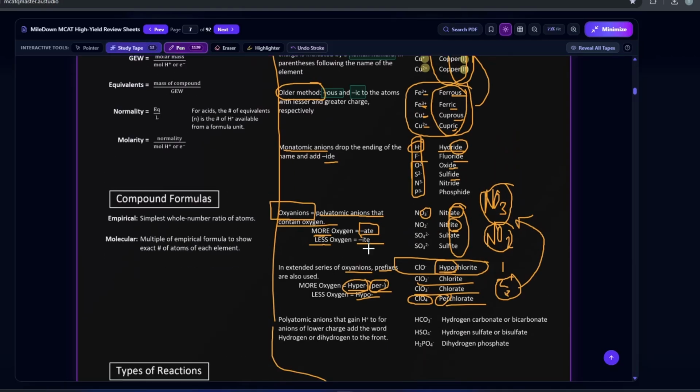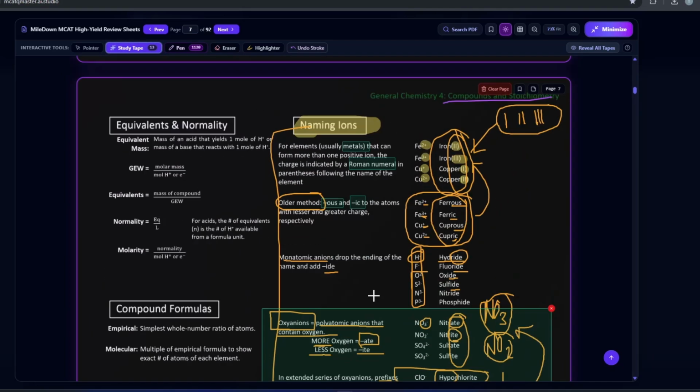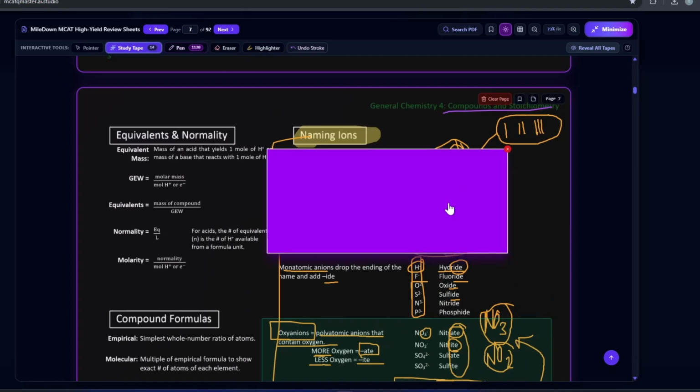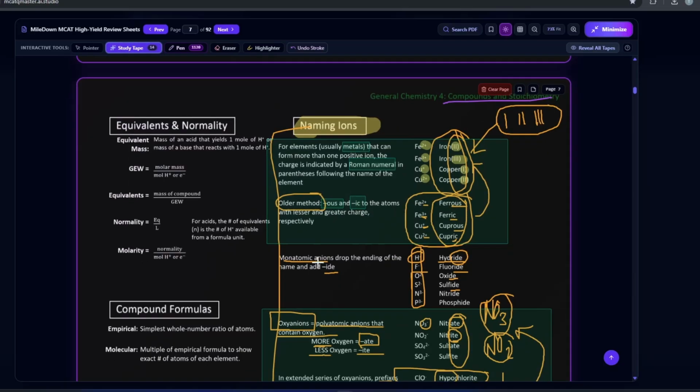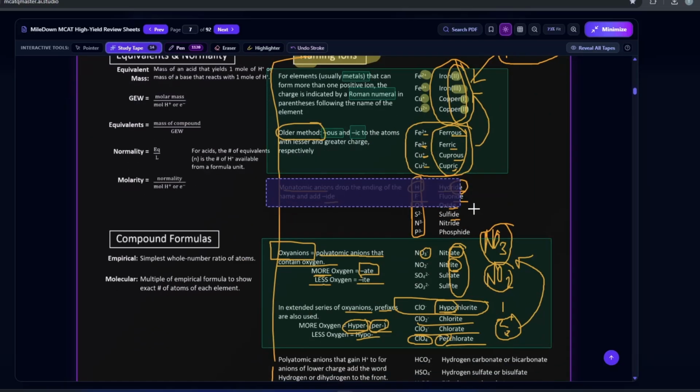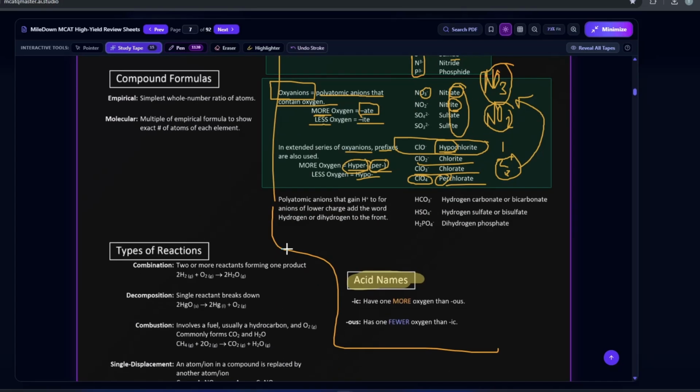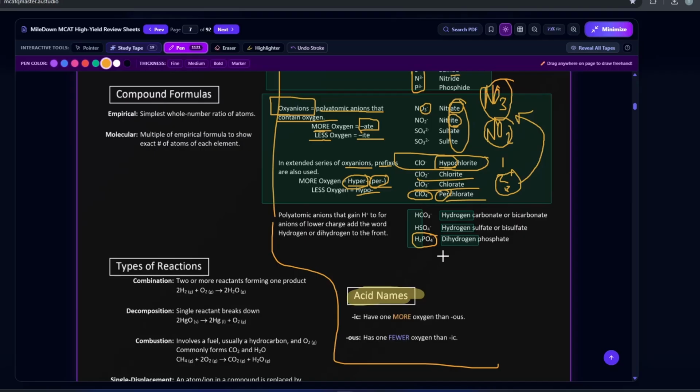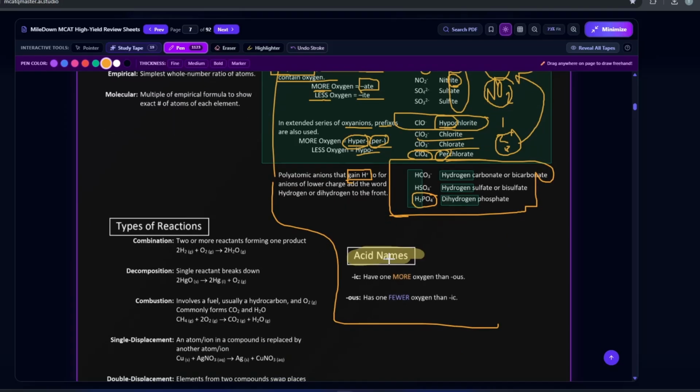This is following the one we just learned above. So all of this region is about how to name oxyanions, this region follows charges, and this region is only for monatomic anions. Then for polyatomic anions that gain H plus, for anions of lower charge, add the word hydrogen or dihydrogen to the front. This one has 2 hydrogens, so you say dihydrogen phosphate, because it gains an H plus. You'll learn later why certain molecules might gain an H plus when you learn about acids and bases.